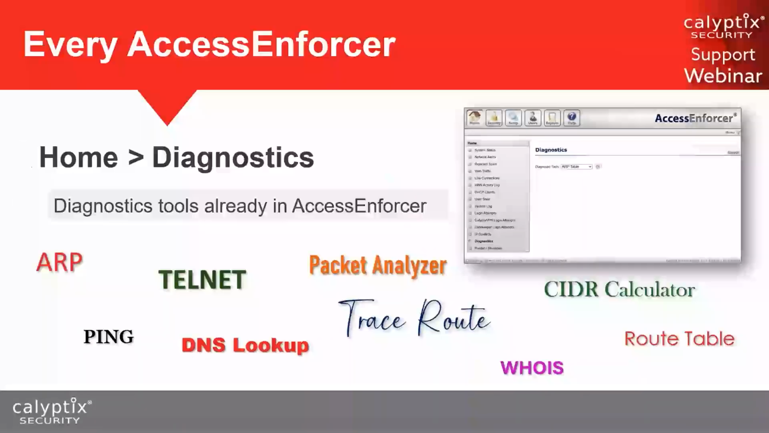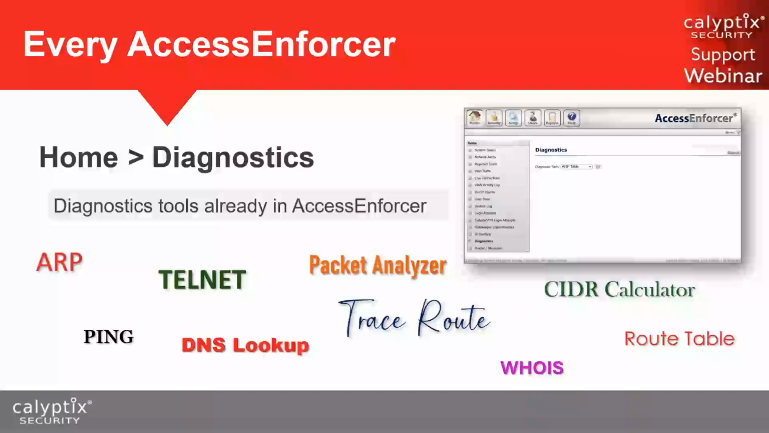and public IPs. The AccessEnforcer has a lot of diagnostics tools. Before we go external, I did want to let you know all of the diagnostics tools that are in the Calyptix device that we can use. It has a site of range calculator, route tables, trace routes, packet analyzer, telnet. It has a whole bunch of features already built into the Calyptix so that we don't have to go to external sources. So if you have a Calyptix, which we are going to mention some of the deals that we have, you'll have access to a lot of these different diagnostic tools.